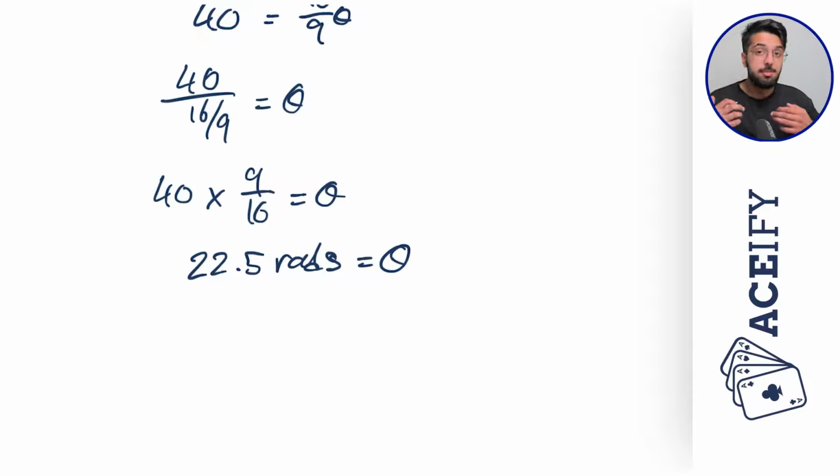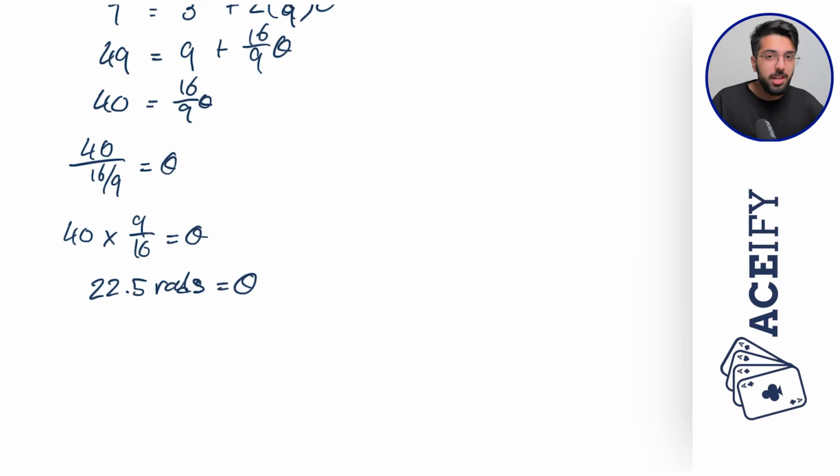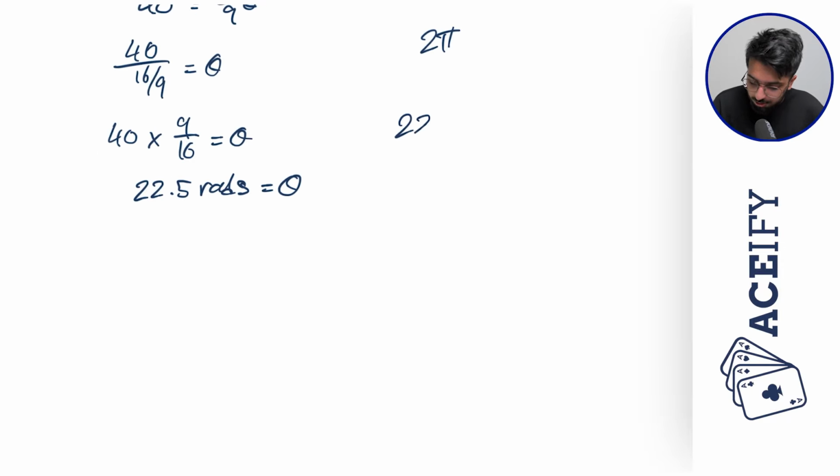Now it didn't ask for the amount of radians that it turns to, it's asking the amount of revolutions. We know that in one revolution we go through 2 pi radians, and so therefore 22.5 all over 2 pi gives us the amount of revolutions, and this gives us 3.58 revolutions, okay? There we go.